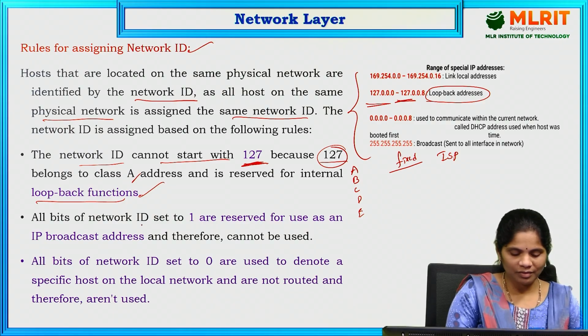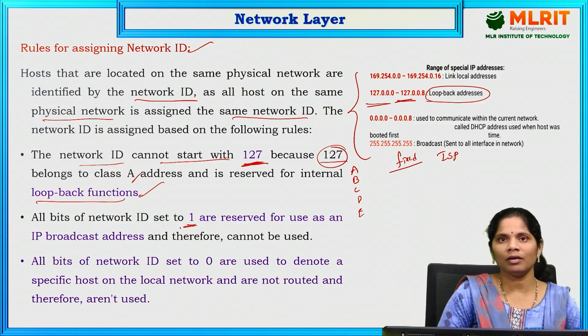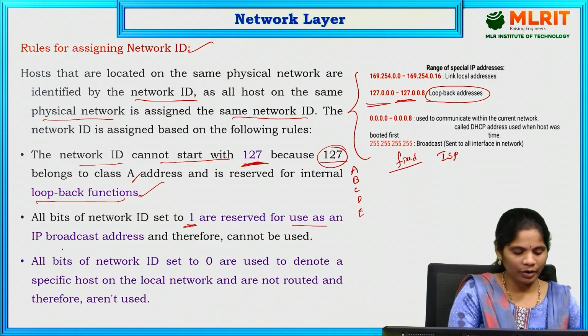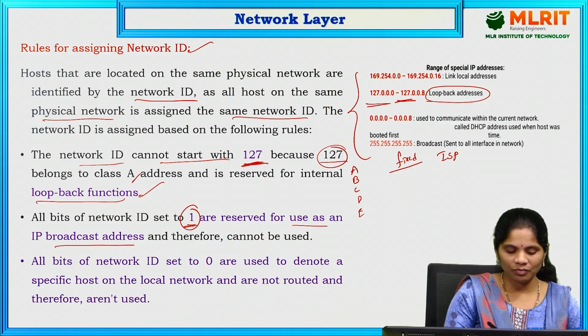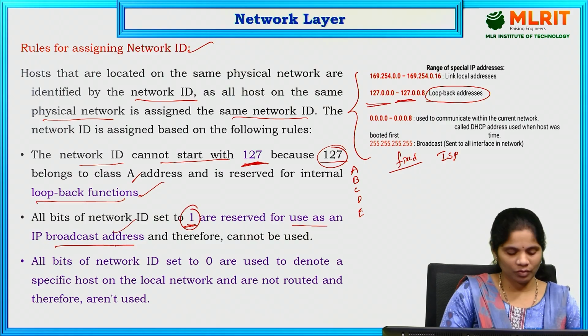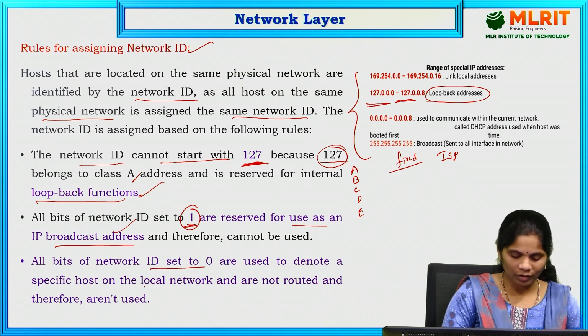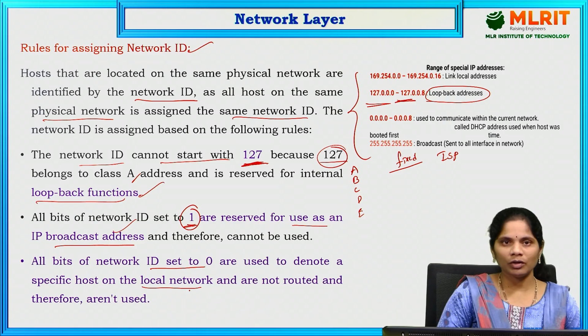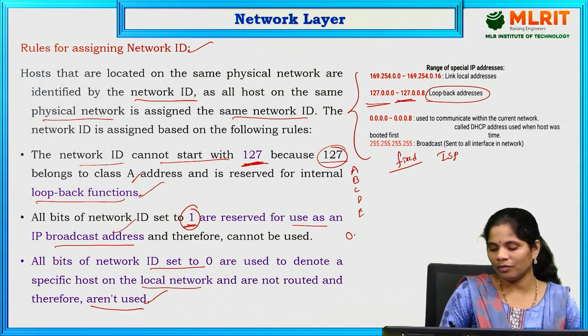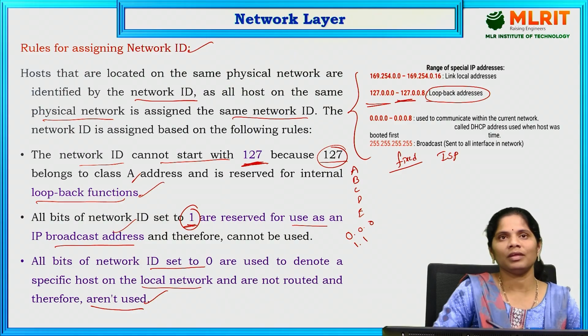All the bits of the network ID set to 1 are reserved for the broadcast address. If all bits are set to 1, it denotes the broadcast to the specific hosts on the local network, so it cannot be used in this particular network ID. All zeros also cannot be used, and all ones also cannot be used in the network part. So these are the rules of the network ID.